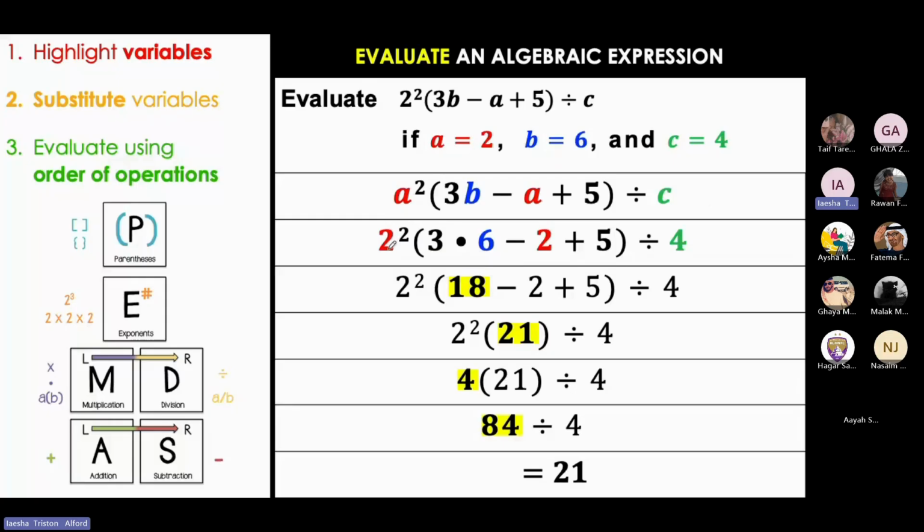In this line, we have A. I'm not writing A, I changed it to positive 2. I didn't write B, I changed it to positive 6. I'm not writing A, change it to positive 2. I'm not writing C, change it to positive 4.